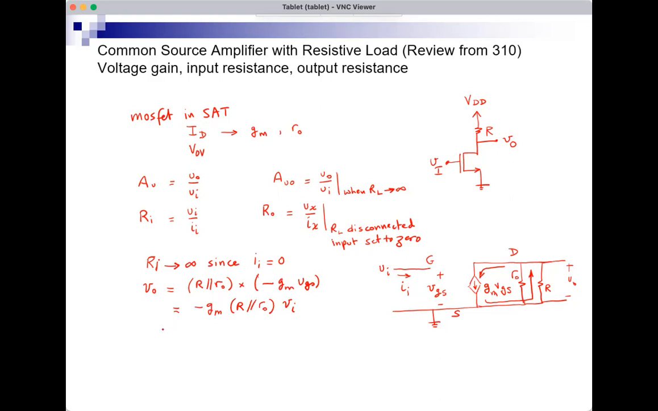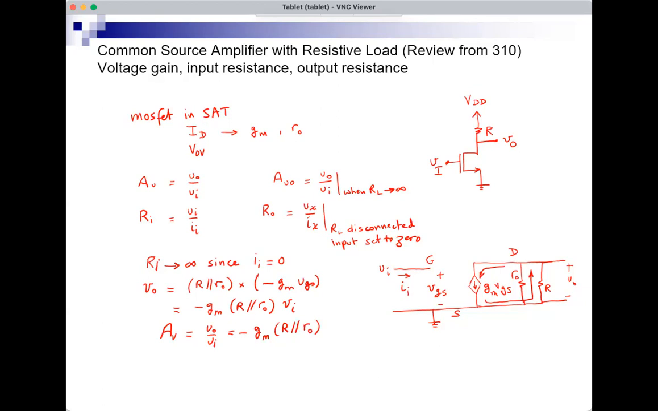Now, if I divide, I get AV equal VO over VI, and that's minus GM R parallel with RO. So this is the voltage gain. And in this case, as I mentioned, this will also be the open circuit voltage gain because there's no RL. If there is an RL, AV and AVO will be different. And to find AVO from AV, I set RL to infinity.